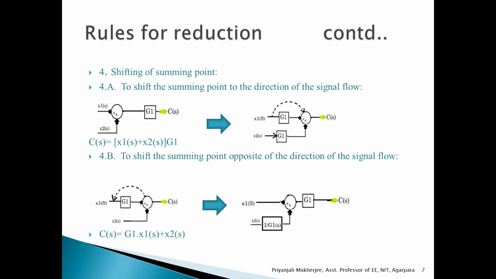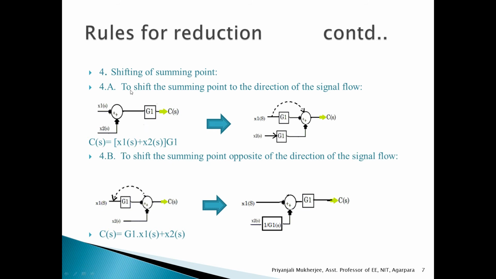And the next is the shifting of summing point. Now, a summing point is actually a point whose output is the algebraic sum or difference of two or more different inputs. So here we are considering X1(s) and X2(s) are two different inputs, and that output goes to the block G1 and it will produce an output C(s). Now here C(s) is equal to X1(s) plus X2(s), because the output of this summing point is the summation of these two, and that is connected to G1. So the whole into G1 is equal to C(s).